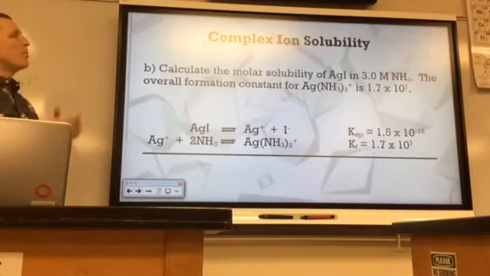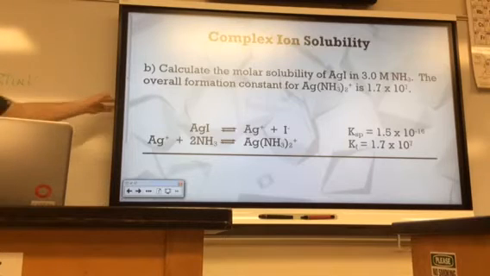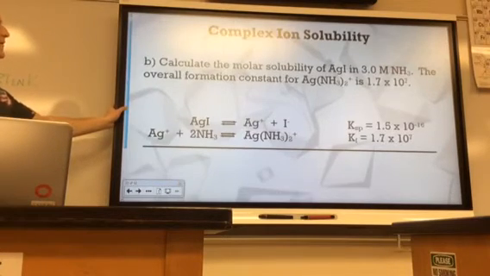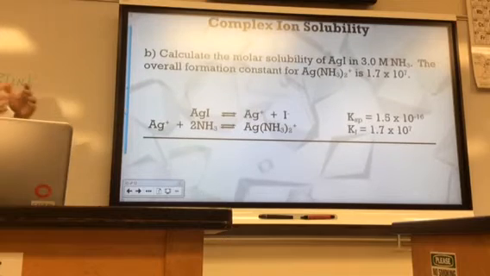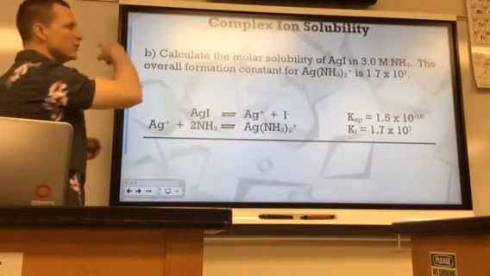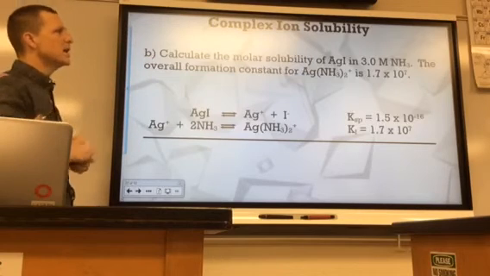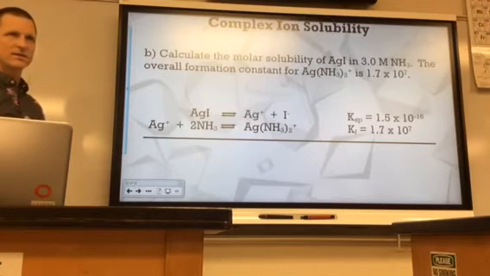Okay, so part B of this. Calculate the solubility of silver iodide if it's in not water, but in a 3 molar ammonia solution. So the silver can make a complex ion with the ammonia. The overall formation constant for the silver ammonia complex, from the previous couple of slides, is 1.7 times 10 to the 7th.